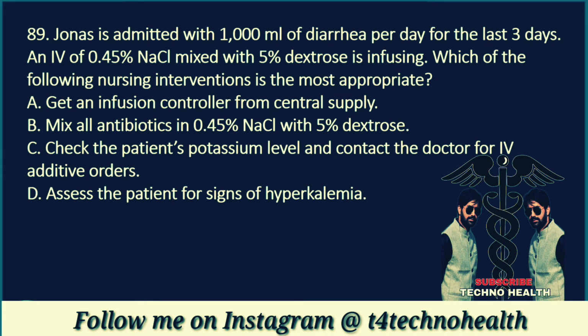Question 89. Jonas is admitted with 1,000 milliliters of diarrhea per day for the last 3 days, and 4 of 0.45% NaCl mixed with 5% dextrose is infusing. Which of the following nursing interventions is the most appropriate? A. Get an infusion controller from central supply. B. Mix all antibiotics in 0.45% NaCl with 5% dextrose. C. Check the patient's potassium level and contact the doctor for 4 additive orders. D. Assess the patient for signs of hyperkalemia.